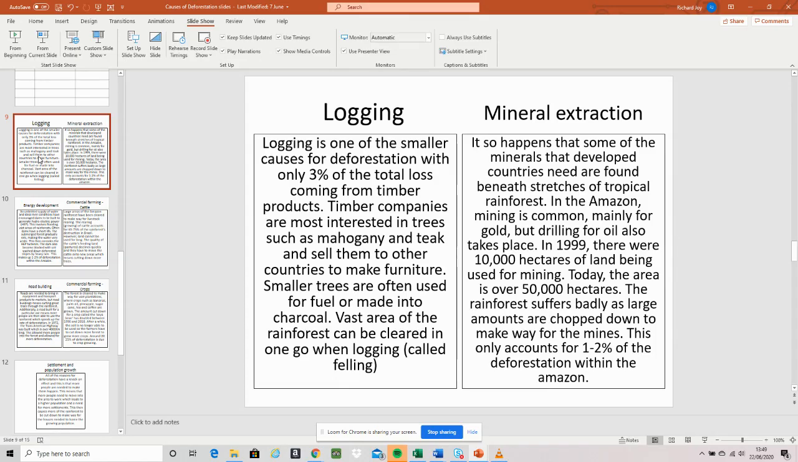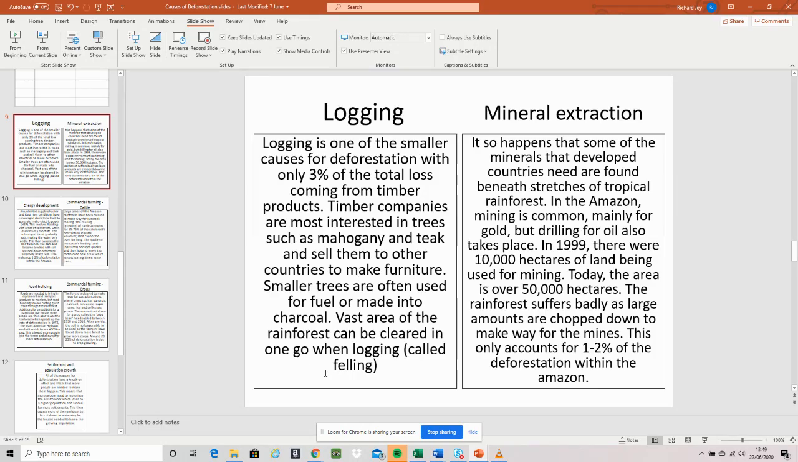As you can see, most timber companies are most interested in trees such as mahogany and teak. Mahogany and teak are very, very valuable types of wood used to make expensive furniture. You don't find mahogany and teak in IKEA. Don't find it where I shop. But if you look in a lot of very expensive furniture shops, you will see things made out of mahogany and teak. You can make a lot of money from those, and they grow in the Amazon rainforest.